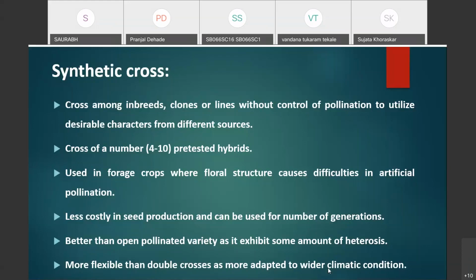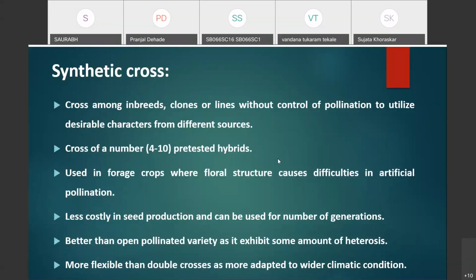Okay, then the synthetic crosses are more flexible than double crosses, as the varieties produced are more adapted to wider climatic conditions. The synthetic crosses are more flexible than double crosses because the variety which is produced by the synthetic cross method is more adapted to wider climatic conditions. Okay, that is all about the synthetic cross.